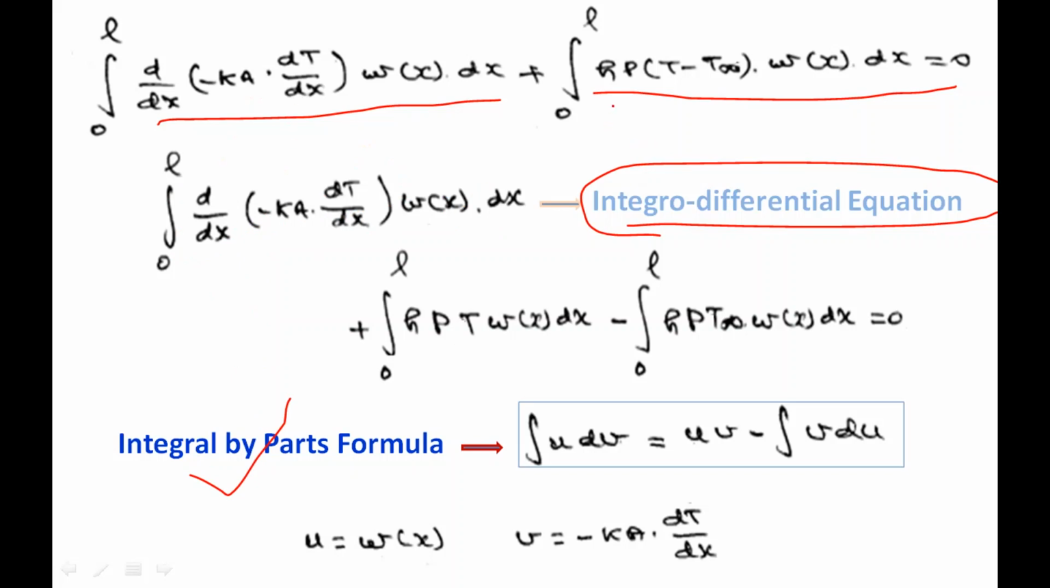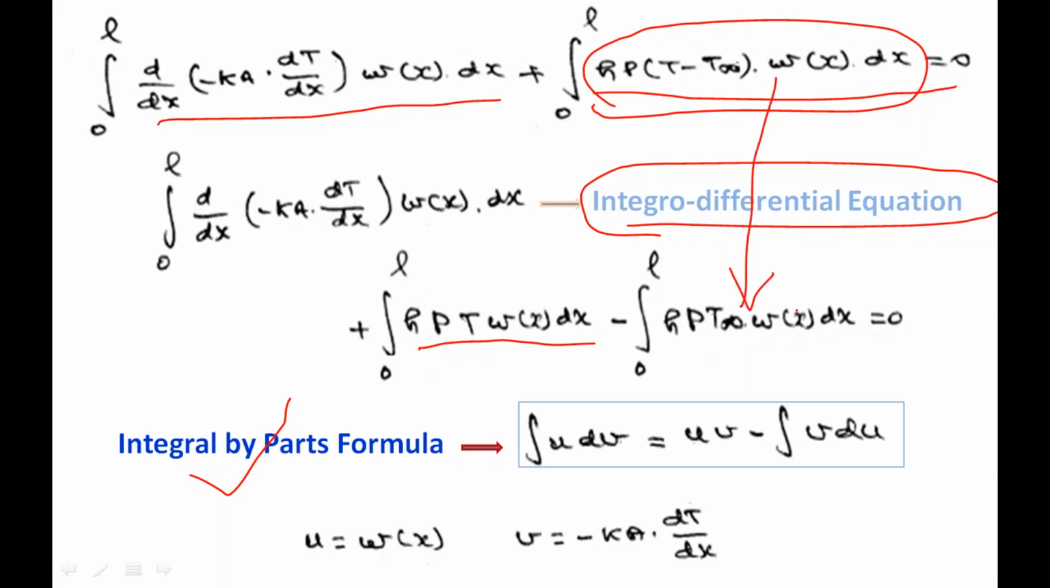Here, the second part of this integration is split into two parts because we have T minus T infinity. So we get integral 0 to L hP T w of x dx minus integral 0 to L hP T infinity w of x dx equal to 0. This term is split into two parts. Now we are going to apply the integration by parts formula only for the first part. What is the integration by parts formula? Integral u dv is equal to uv minus integral v du.